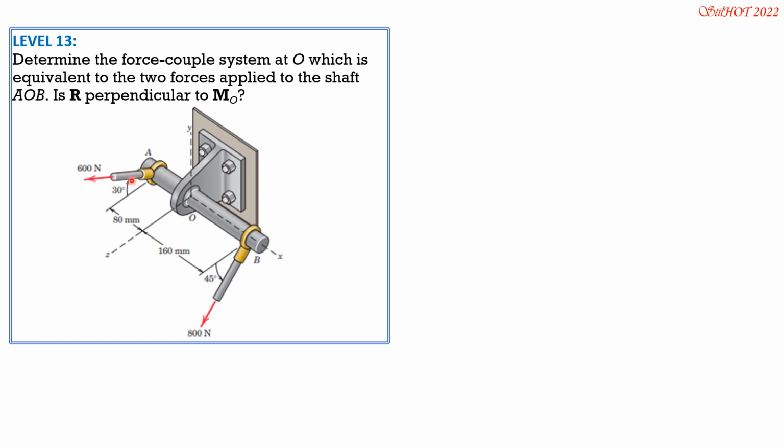So let's resolve each force into components. This one is 600 cosine 30. 600 cosine 30 is 519.6 newtons. The vertical component along Y is upward 600 sine 30, so that's 300 newtons. Likewise, this component is 800 cosine 45, 565.7 newtons, then 800 sine 45 downward is the same, 565.7 newtons. So all the forces and components lie on the YZ plane, so there's no X.